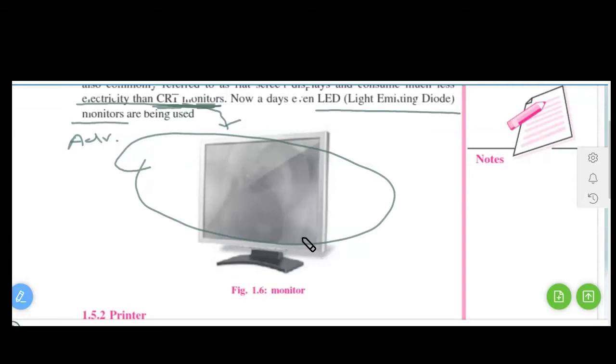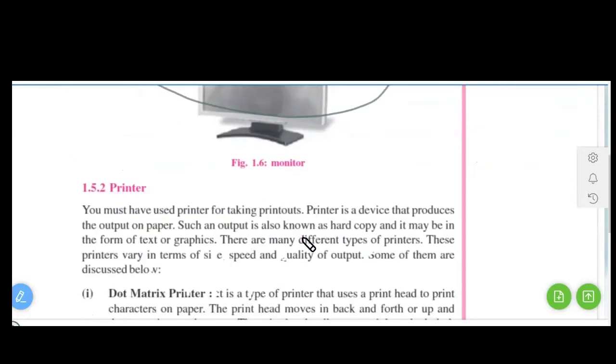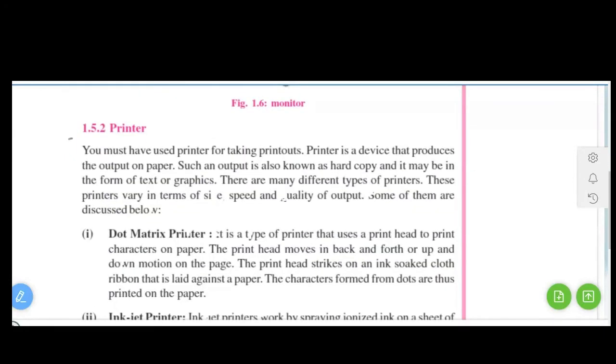Next comes printer, another output device, that is 1.5.2 Printer. As already mentioned, what is the use of a printer? It helps us to get the output in the form of a printout. Printers again have so many different types. We can just go through this. First, a printer is used for taking printouts.